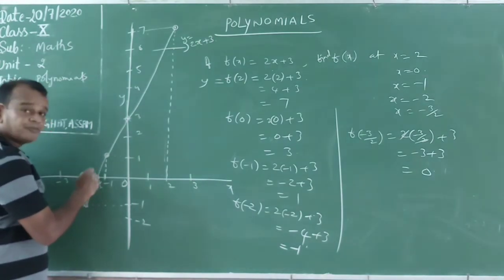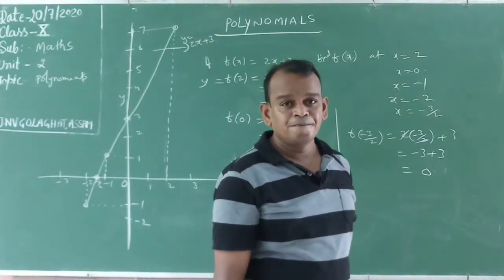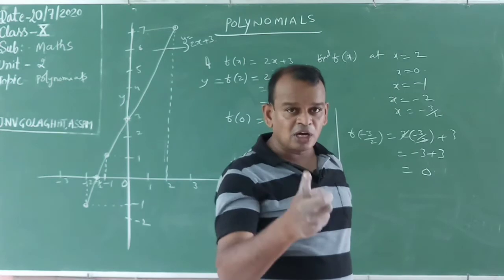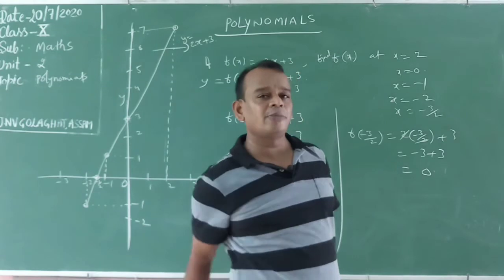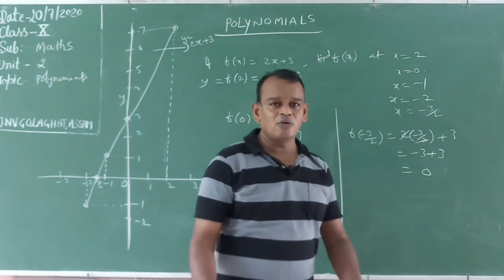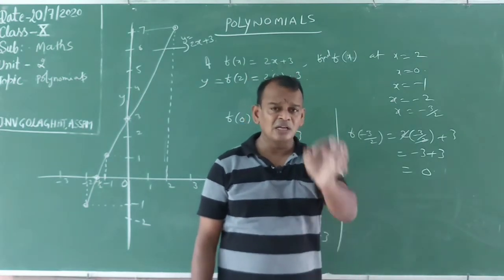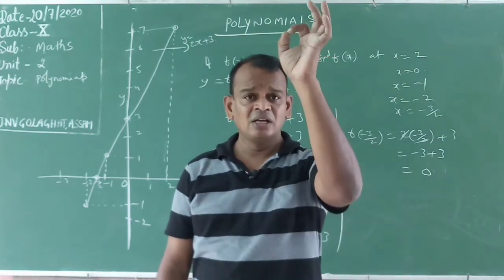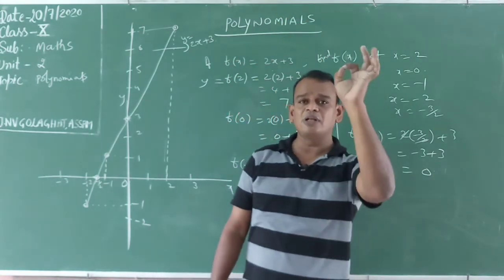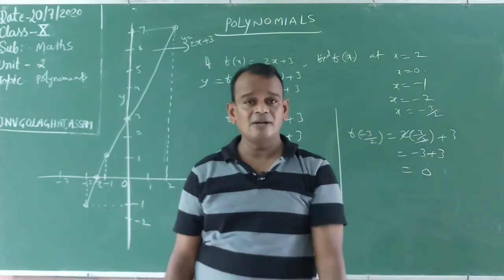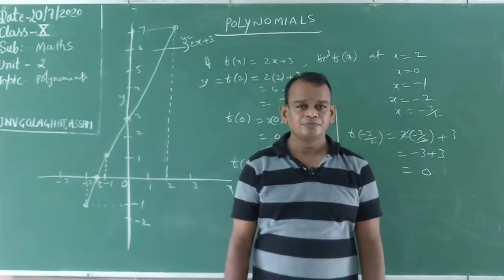This point is called zero of the polynomial or root of the polynomial. The linear polynomial intersects the x-axis at a single point, and that single point is called zero of the polynomial. That's why what we learn is that a linear polynomial has one zero or one root, meaning only one value of x satisfies the given linear polynomial. That is called zero of the polynomial. Okay?